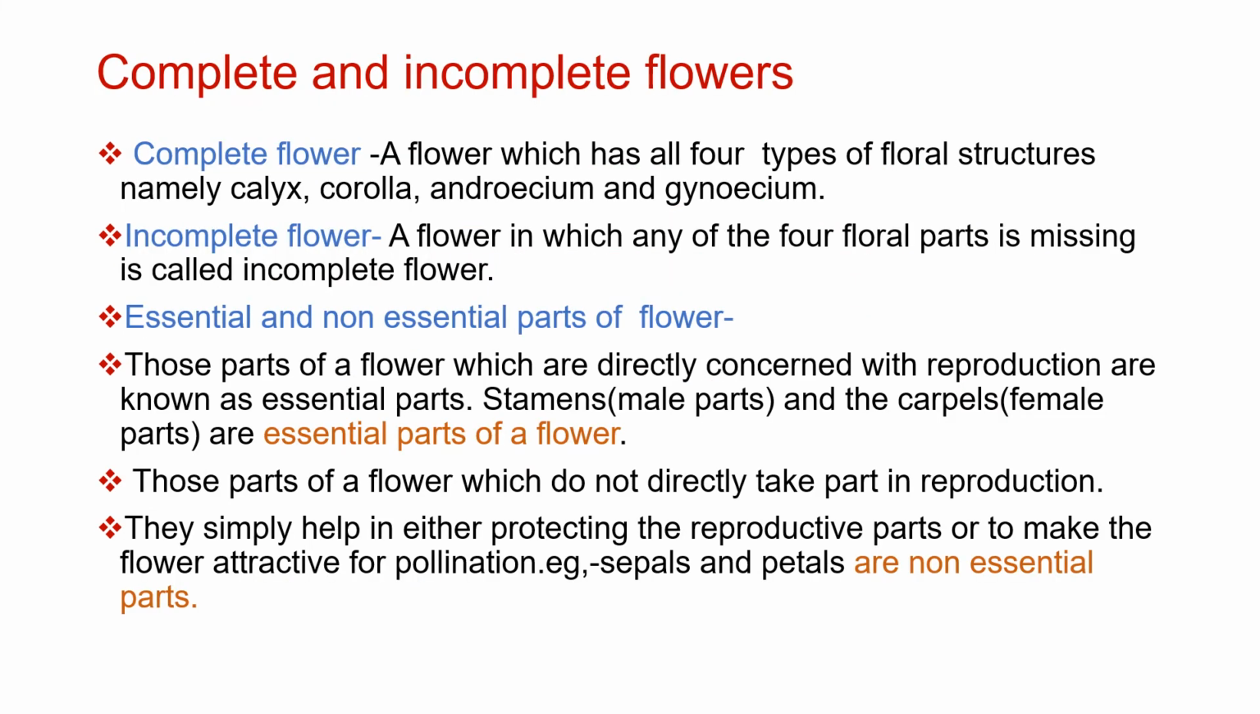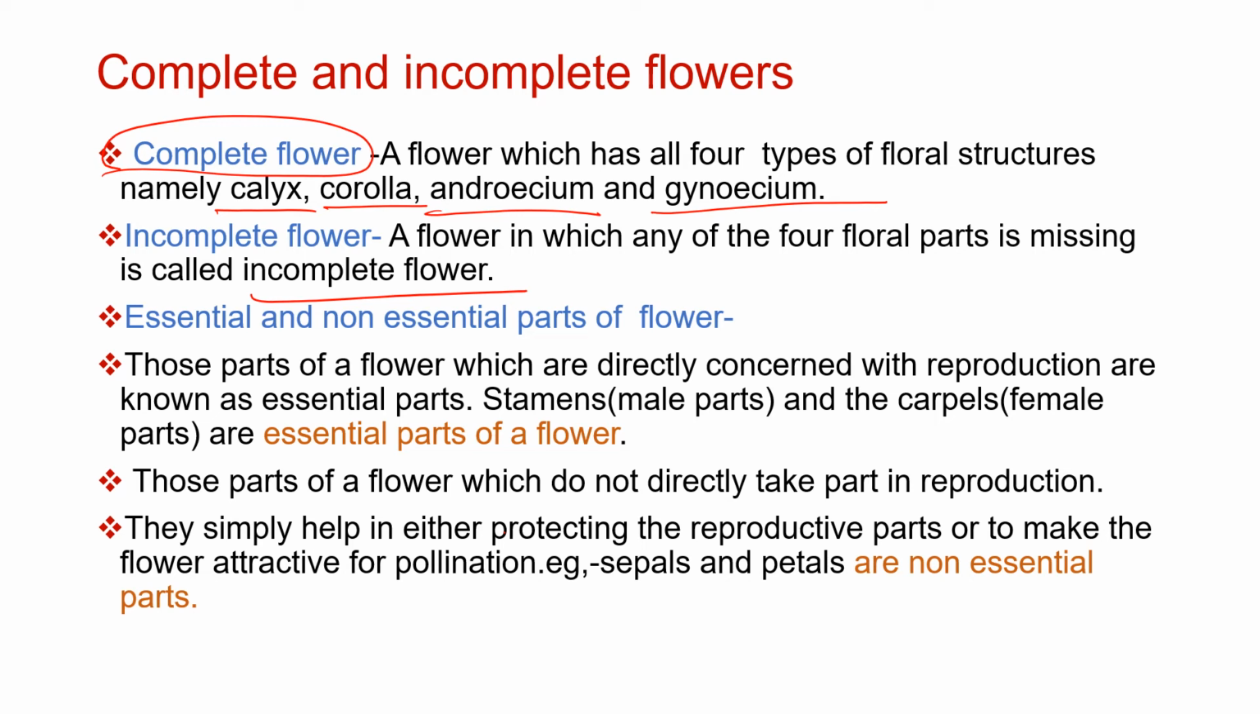Let us move on to the next part of this slide, which is the complete and the incomplete flower. So what is a complete flower? A flower which is having all four floral structures, that is calyx, corolla, androecium and gynoecium. These are the main four parts of a flower. A flower which has all four floral structures is called a complete flower. And what is an incomplete flower? If any one of these floral parts is missing, it is called an incomplete flower.